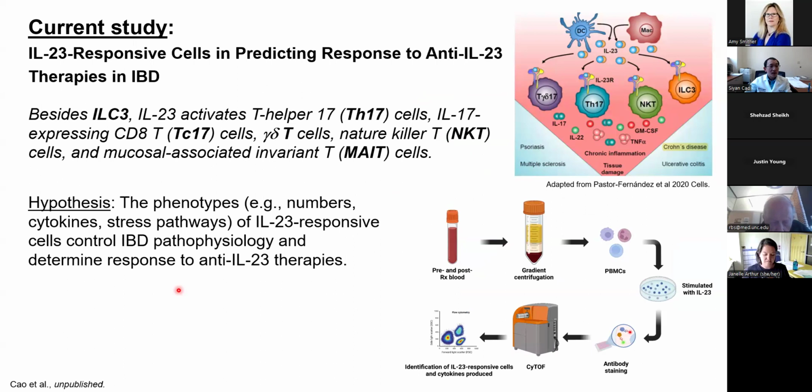And for the current studies, we expanded our project to look at other immune cells that are activated by IL-23, including Th17 cells, Tc17 cells, gamma delta T cells, NKT cells, and mast cells. This is based on the hypothesis that the phenotypes of those IL-23 responsive cells may control the IBD pathophysiology and potentially can predict the response to anti-IL-23 therapies.